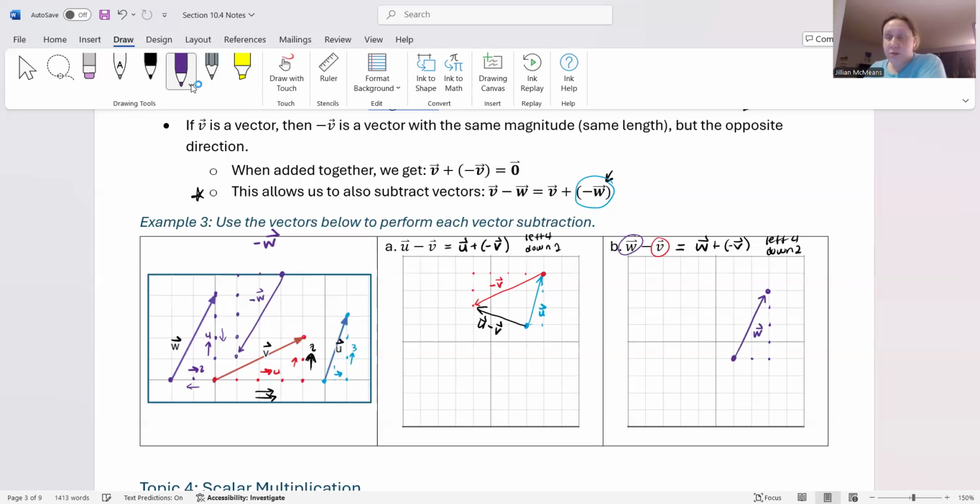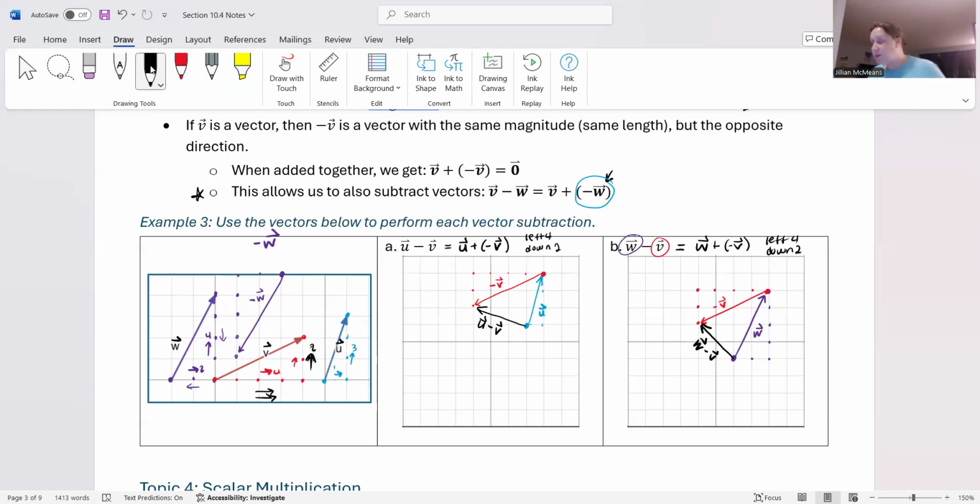And then remember, the terminal point of W is going to become the initial point of negative, or opposite, V. So let's go back to red. So from here, I'm going to go to the left 1, 2, 3, 4, and then down 1, 2. So that is the vector negative V. And my resultant, I'm going to do in black. And it's going to go from the initial point of W to the terminal point of negative V. And this is vector W minus vector V. And there you have it.